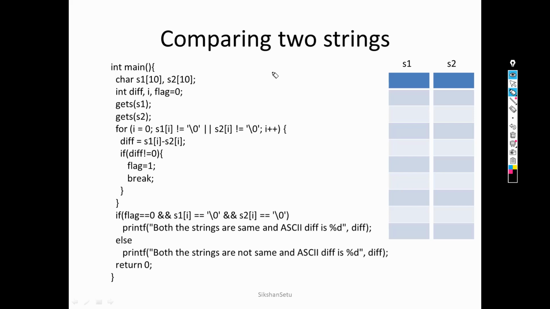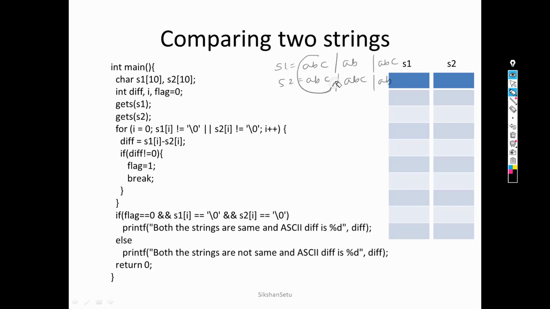Now what can be the cases? One case can be S1 is ABC and S2 is ABC. Another case is S1 is AB and S2 is ABC. The third case is S1 is ABC and S2 is AB.